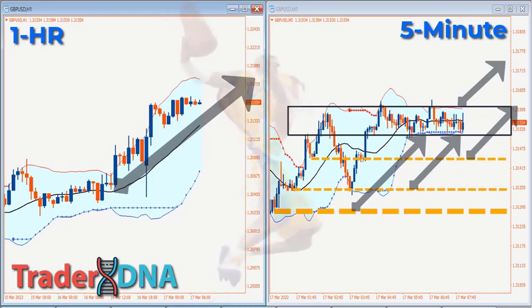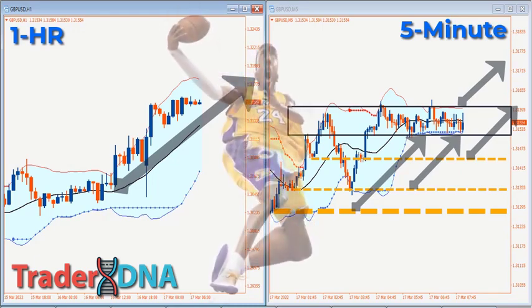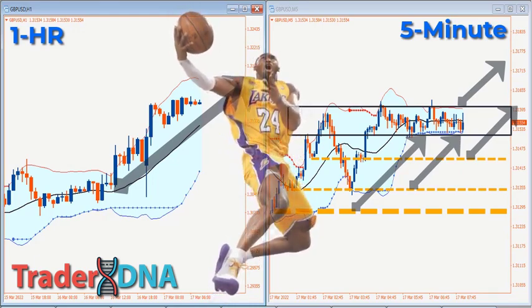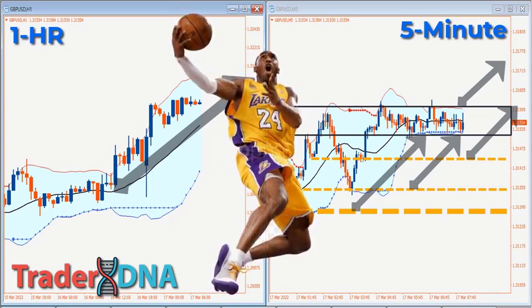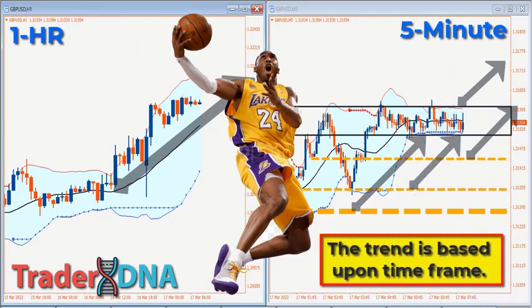Just like good footwork in basketball works in high school, college, or pro, from offense to defense, it works in all aspects of the game, because it's a core skill. The same goes for trading price action. So the first key skill to understanding multiple time frame context is, the trend is based upon time frame. Here are other examples of the multiple time frame price action trading to fully understand this wonderful strategy.